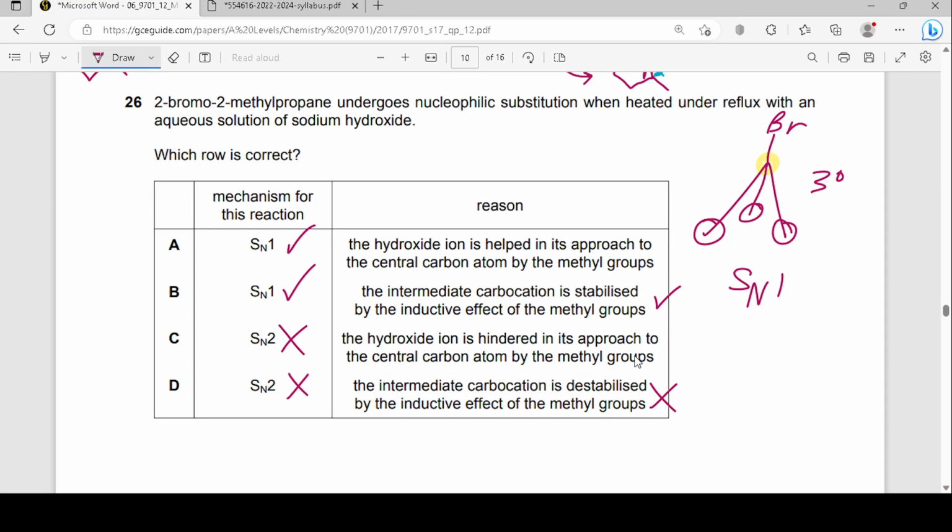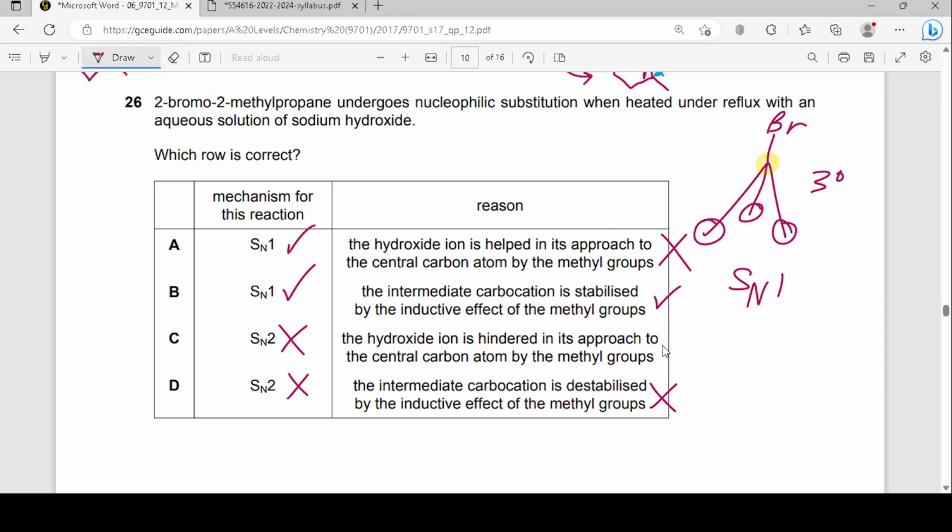Okay, so what? Central carbon atom by the methyl groups. Let me think about this. I mean, there's that thing called steric hindrance, right? I don't really know much about it, but because of that steric hindrance, definitely the hydroxide ion is not helped in its approach. If anything, it would be hindered in its approach, right? Let's say A is wrong, but that part in C would be right. But again, it would not be right for SN2. It would be right for SN1, where there are three methyl groups, right? So that's where there is the steric hindrance, I would think.